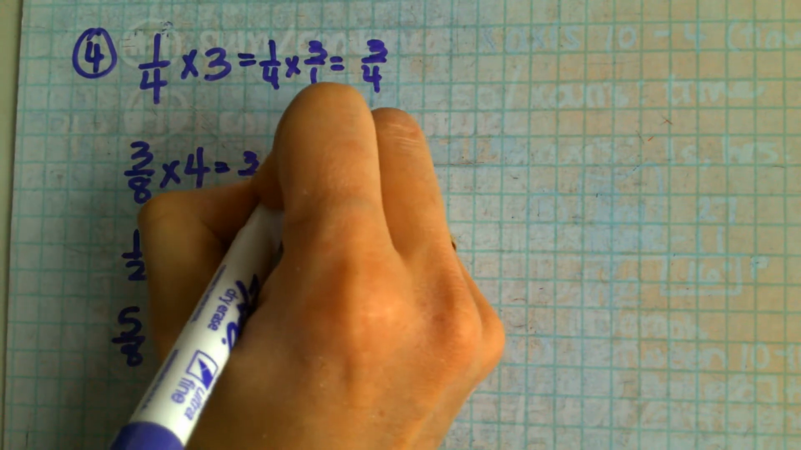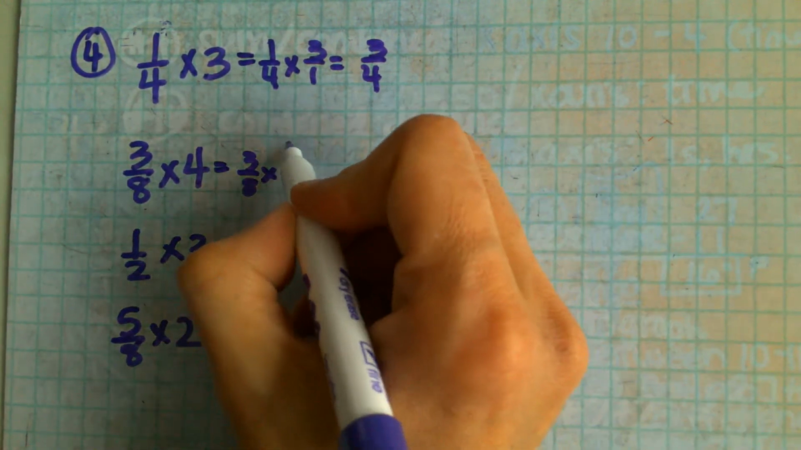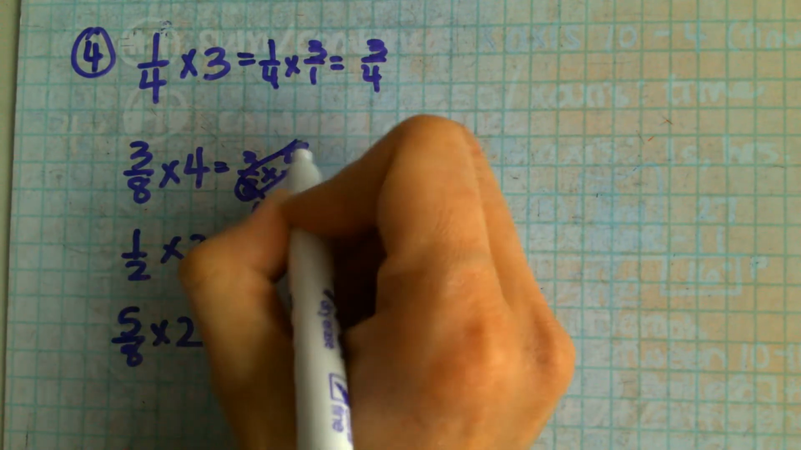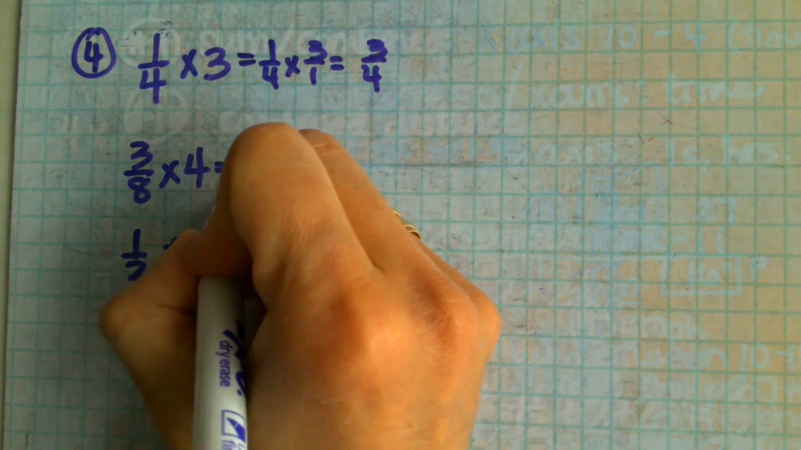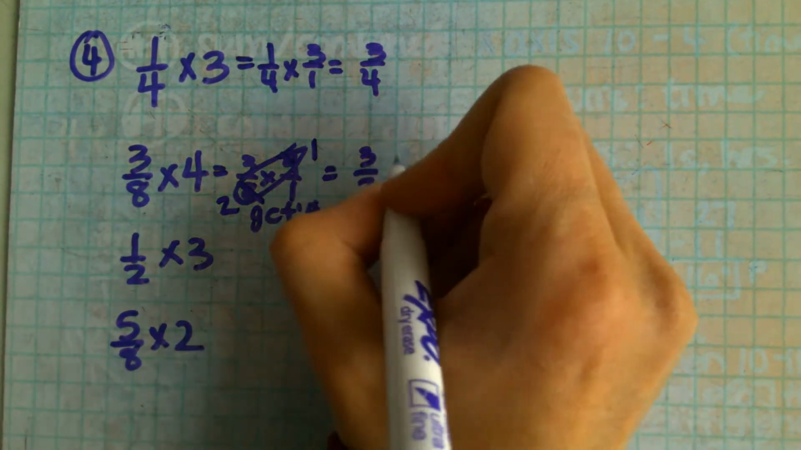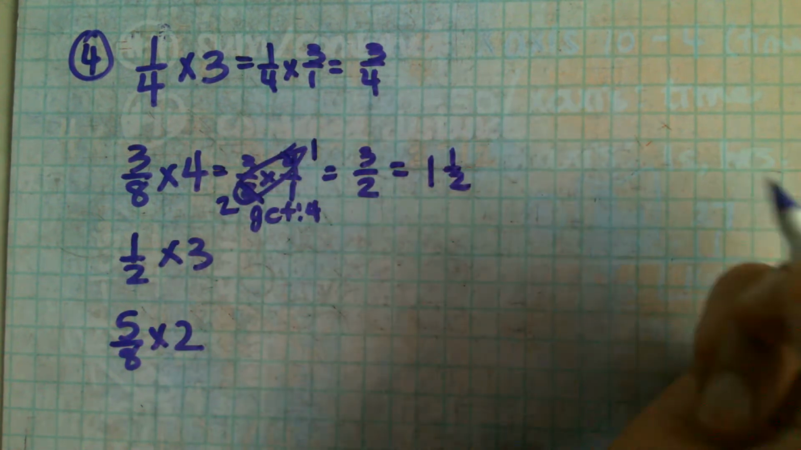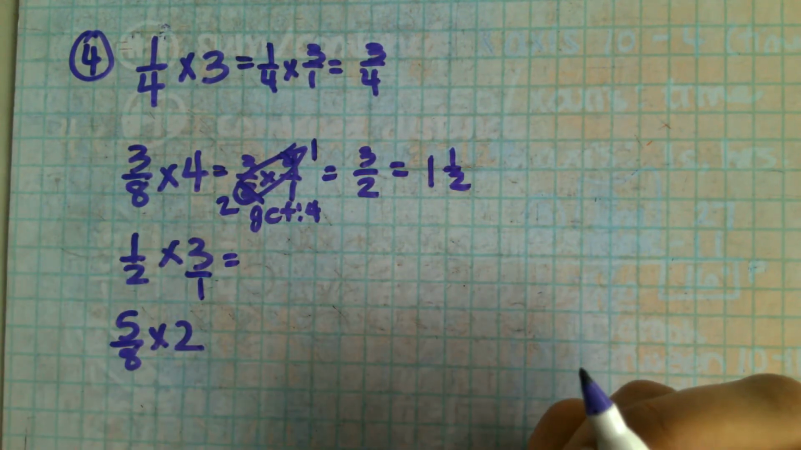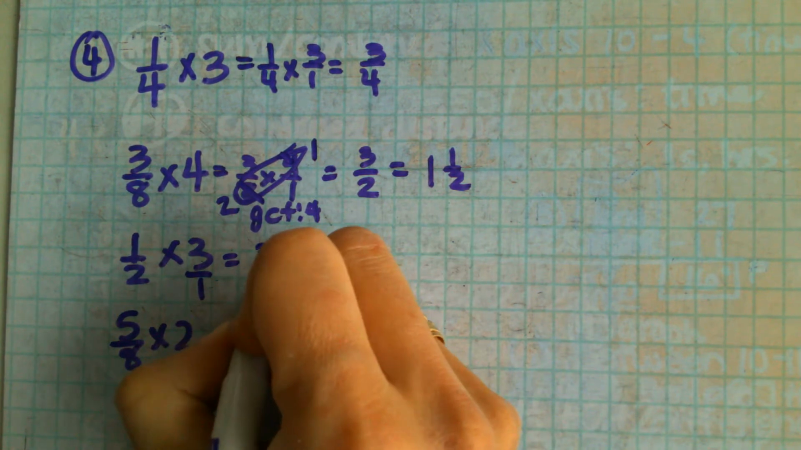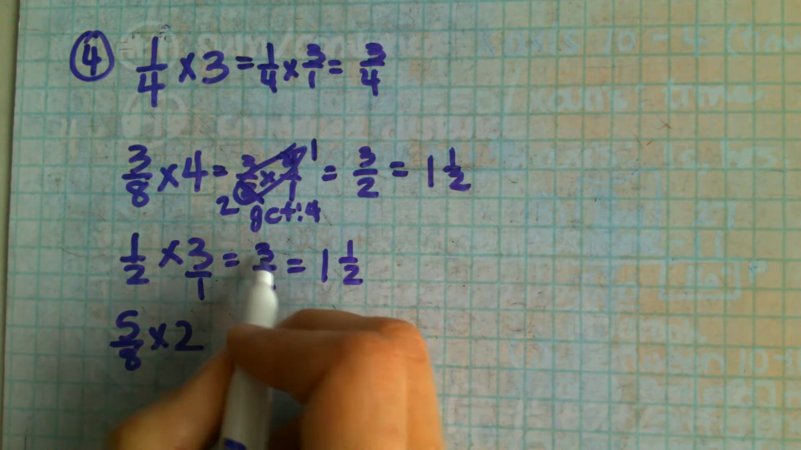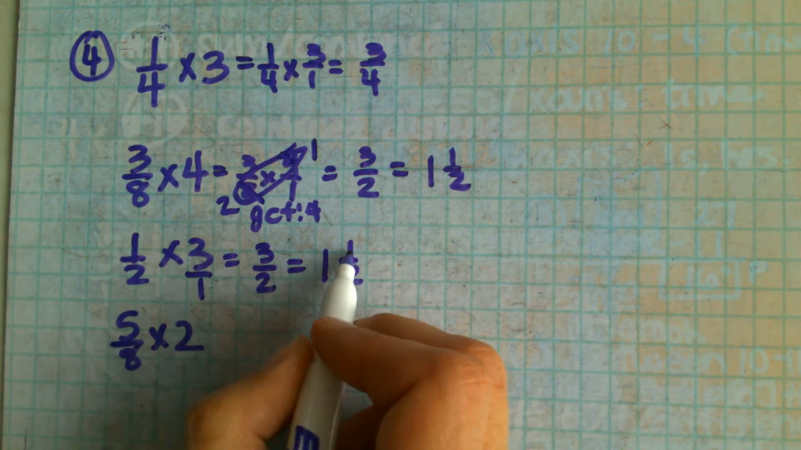3/8 times 4/1. I could cross cancel. My GCF is 4. So that 4 becomes a 1, 8 becomes a 2, and I get 3/2 when I multiply across, which equals 1 1/2. 1/2 times 3 is again 3/2, which equals 1 1/2. 2 goes into 3 one time. 3 minus 2 is 1.